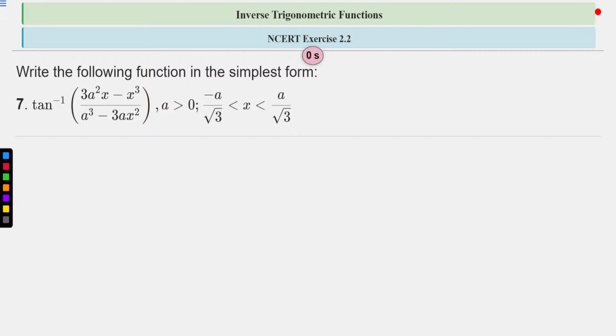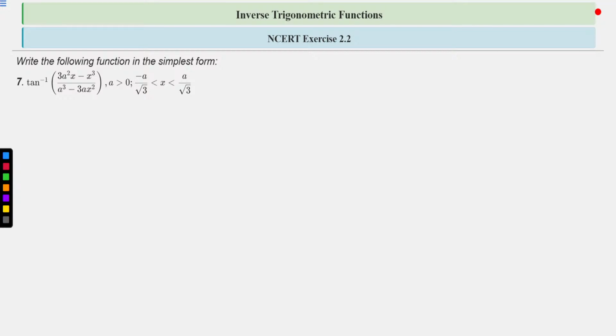So my suggestion is that you can put x as a tan theta or a sec theta or a sin theta or a cos theta, like that, right? Or a tan theta. A tan theta might be the right choice. Okay, let us move to the solution part.